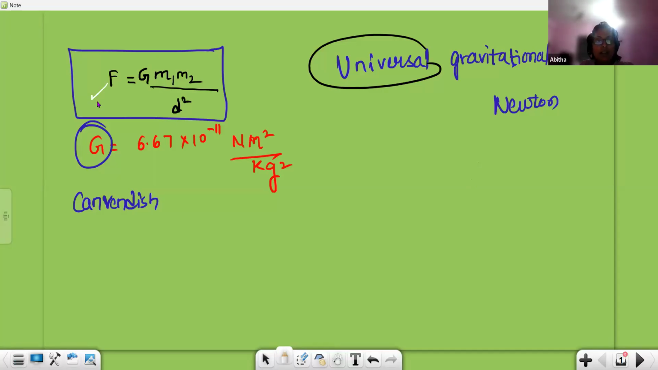So what is F here? Please tell me what is F? F will be gravitational force. Okay, what is G? Gravitational constant. Very good. And its value will be given to you. Otherwise, you have to use the value which you have memorized. M1 and M2 are the masses of the objects.